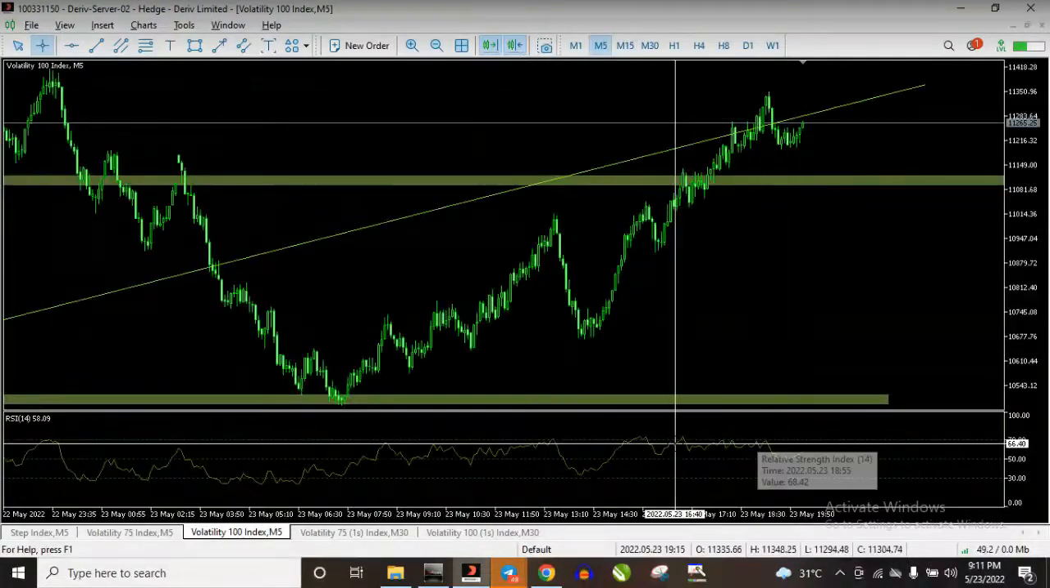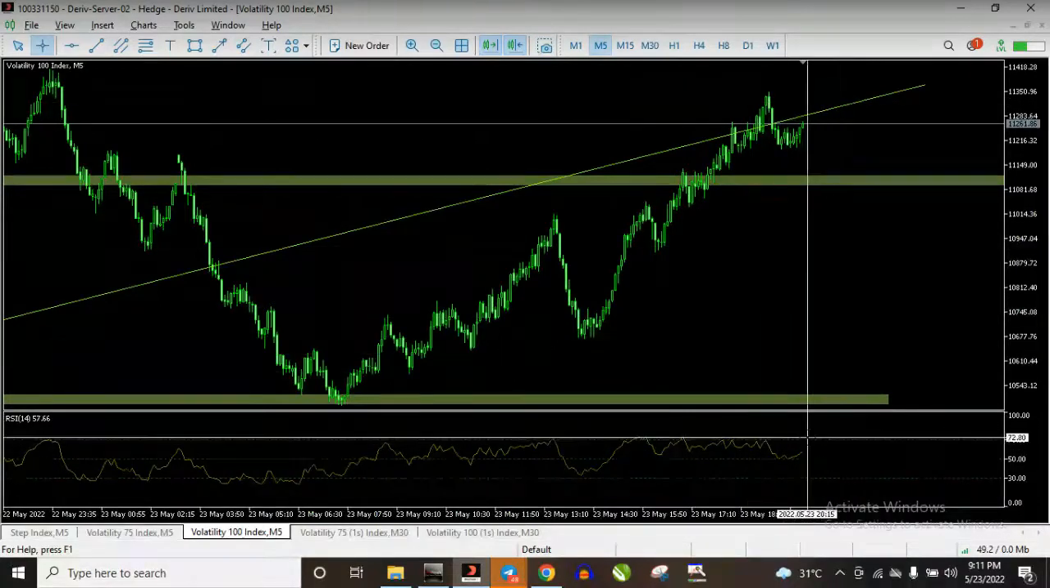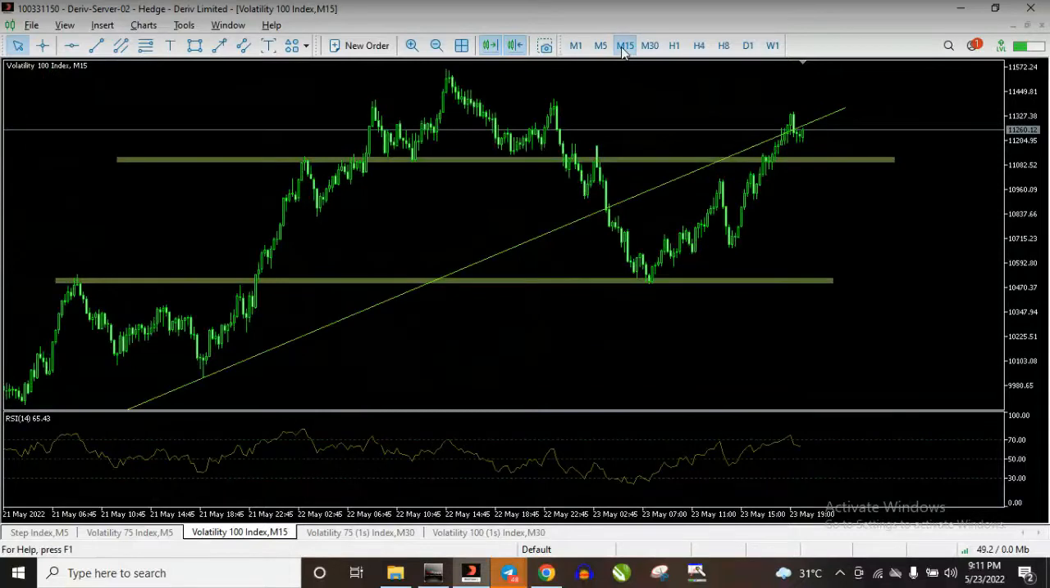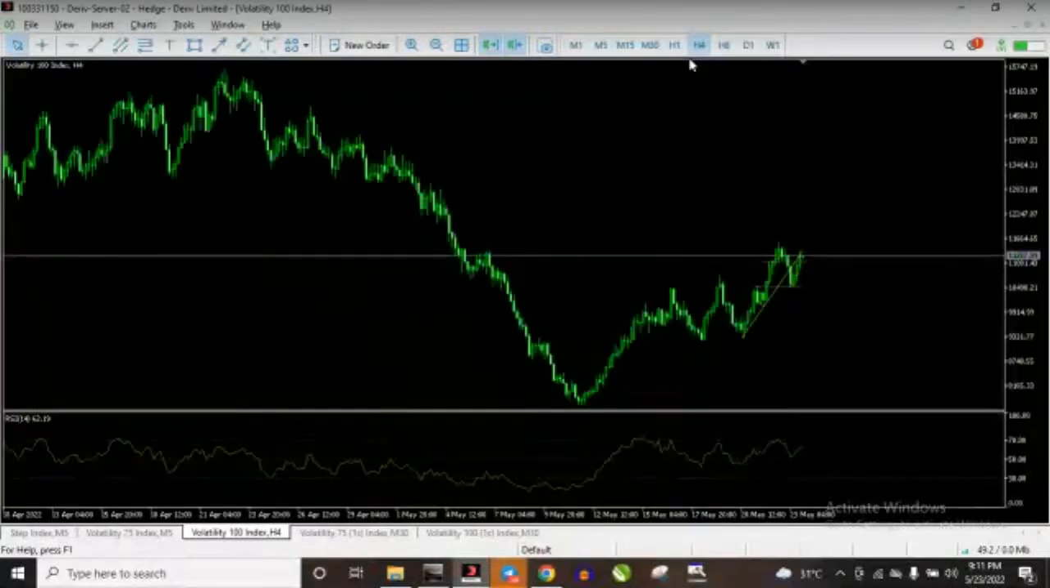On 5 minutes, it has done the overbought, and then it is coming out of the overbought zone. Now, for V100, it is a long-term sell, right? If you come down to the 4-hour time frame, let's see what it is showing us on V100. V100 is a long-term sell, right? Why did I say it's a long-term sell? Look at this.